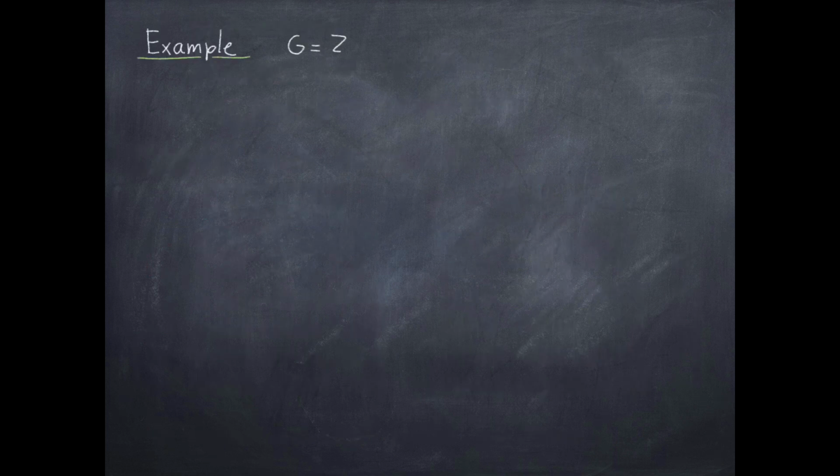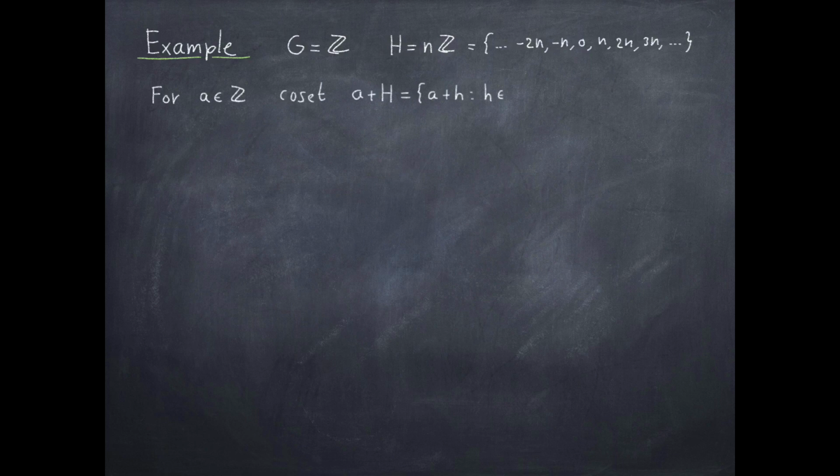Let's consider a second example. As the group G, we take the integers with addition. As subgroup, we take the subgroup H consisting of all multiples of n. To construct a left coset of H, we take an integer a and then add it from the left to all the elements in H. So what we get is nothing but a residue class modulo n. Since the group operation is written additively, we write a plus H instead of a times H for the left coset of H.